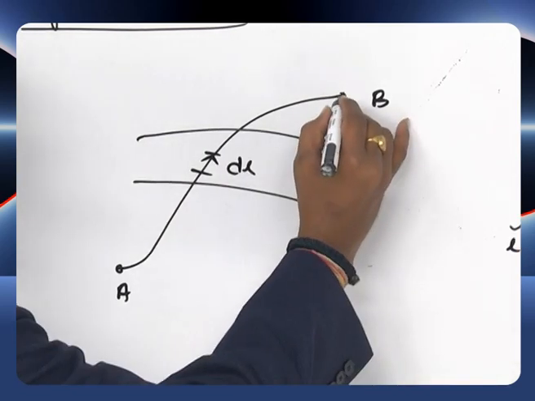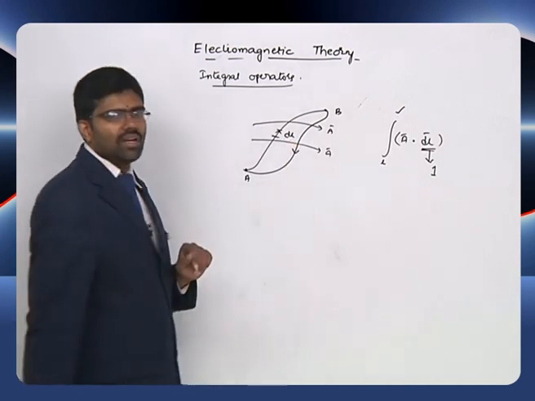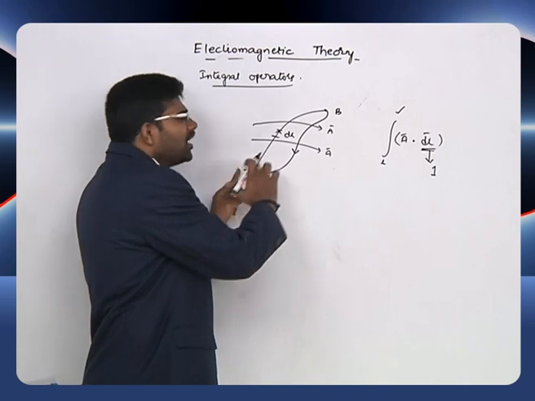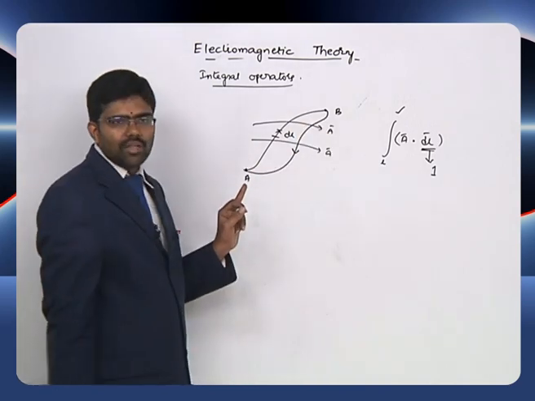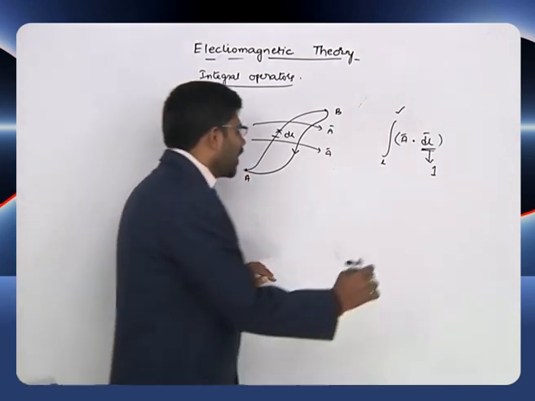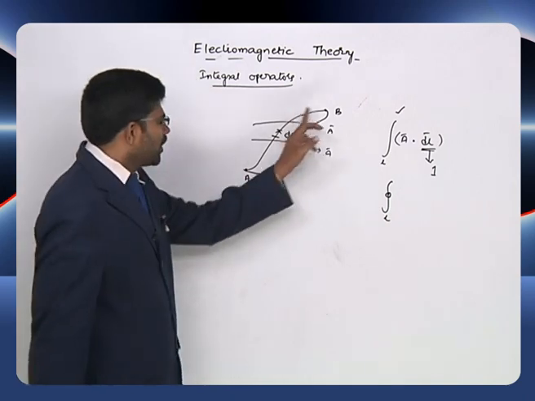Now if the same line is taken like this, then it is called a closed line. This line started at point A and ended at the same point A. That's why it is called a closed line. For this one also the principle is the same: the line integral will be considered along this closed line.